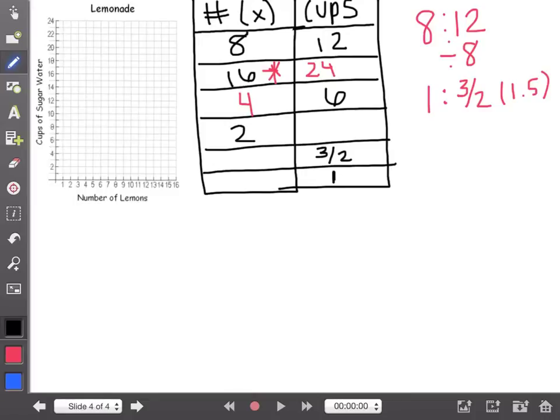Now let's look at 2. We have 2 lemons. So we need to multiply it by 1.5 to figure out how many cups of sugar water we need, and that is 3. If we look at the next one, we have 3.5.